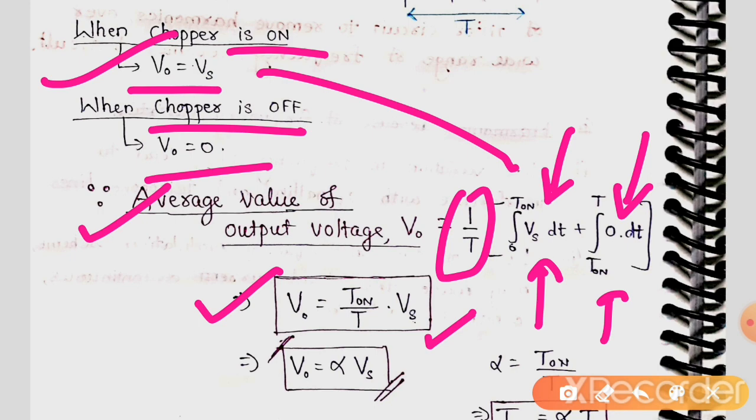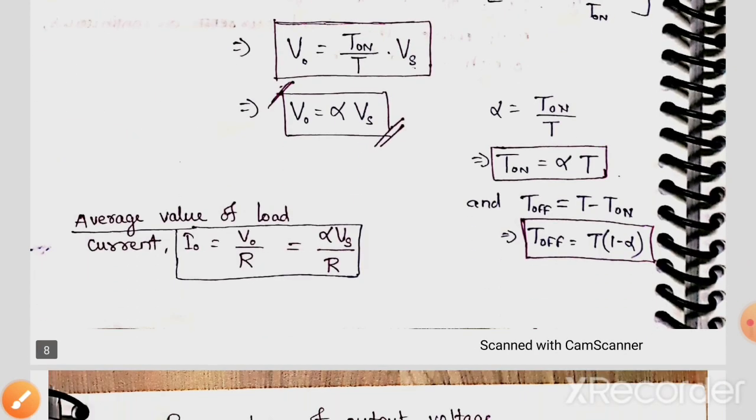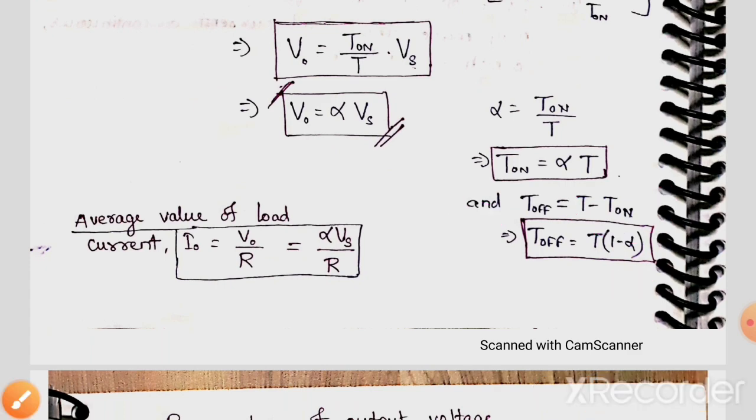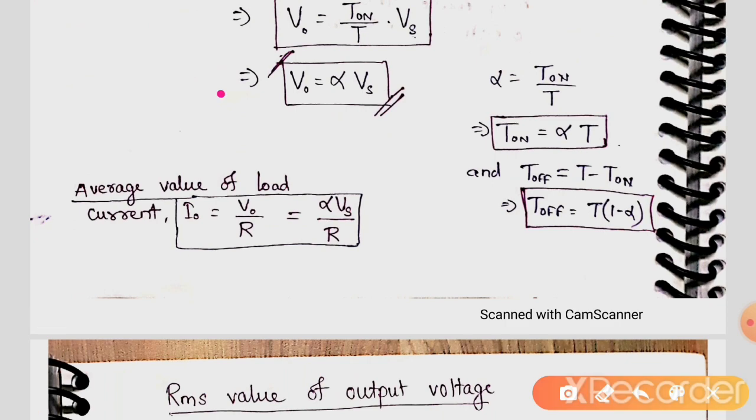T on upon T is known as duty cycle or alpha, and T off or turn off time will be equal to T minus T on, which is T into 1 minus alpha. So this is the average value of voltage. Similarly, the average value of load current will be equal to V naught upon R, or alpha Vs upon R.